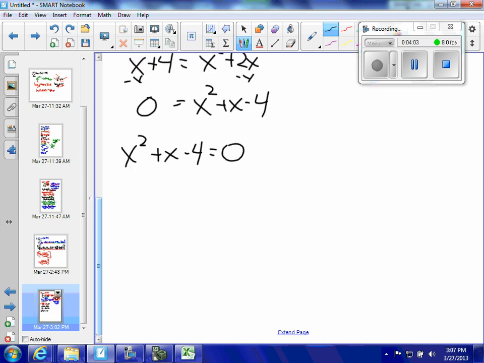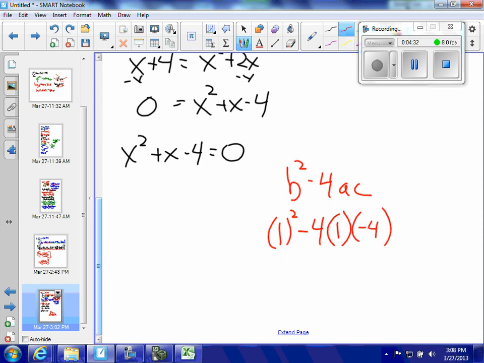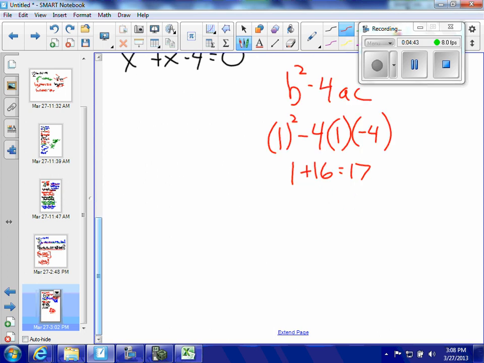And I know there's no factors of 4 that I can use that will get me 1. So I'm going to have to use the quadratic formula to solve this. I'm going to start with the discriminant, which is b squared minus 4ac, because I want to make sure that there's actually a real number solution to this. So b is 1, squared, minus 4 times a, which is 1, times c, which is negative 4. So this is 1 plus 16 equals 17.